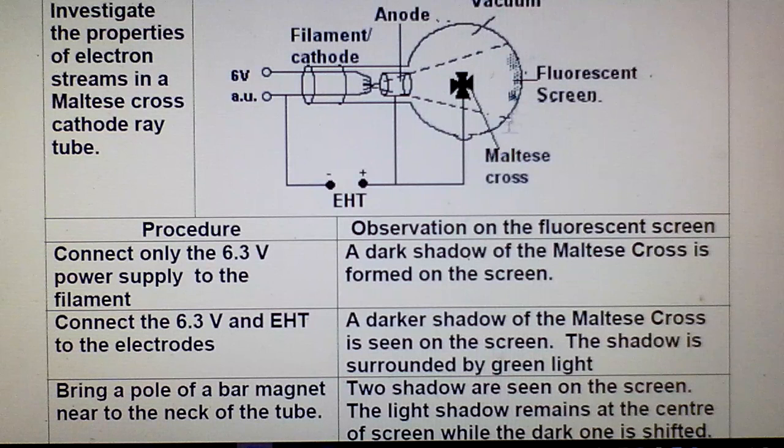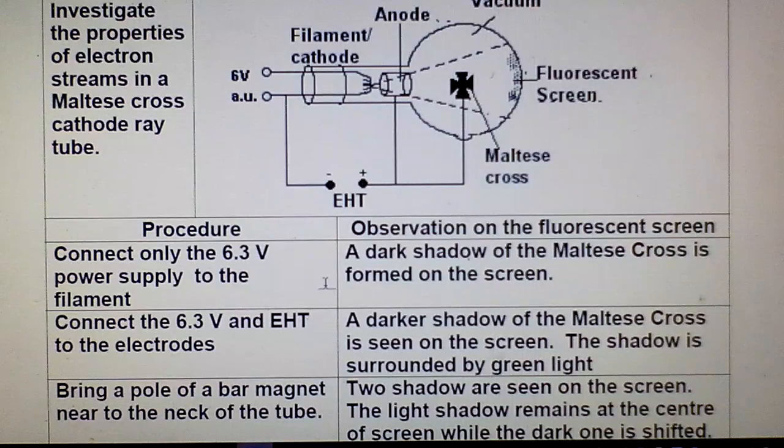Connect the 6.3 volt and EHT to electrodes. Now we switch on the EHT at the same time, meaning there will be electrical potential energy between anode and cathode. Thus, the electrons that are emitted will be accelerated towards the anode and travel through the vacuum towards the screen. The cathode ray will be blocked by the multi-cross, but at the edge of the multi-cross, the electron beam is still able to travel and hit the screen. Thus, it also produces a shadow on the screen surrounded by green light, because at the edge of the multi-cross, the electrons, when they hit the screen, produce a fluorescent effect. That produces the green light.